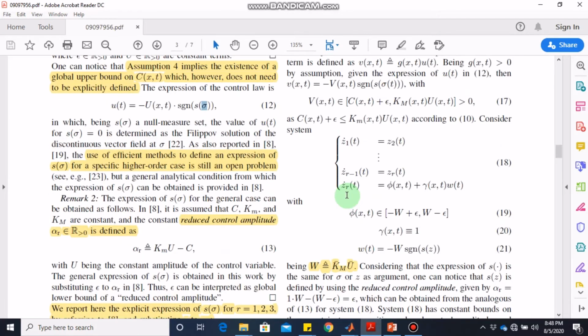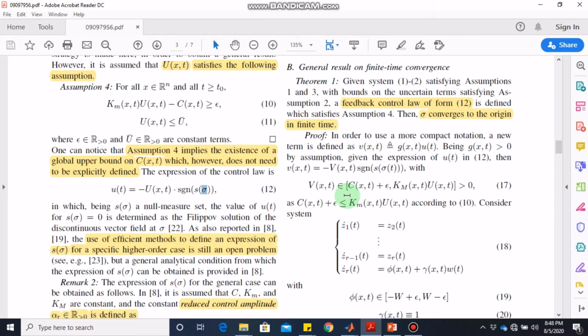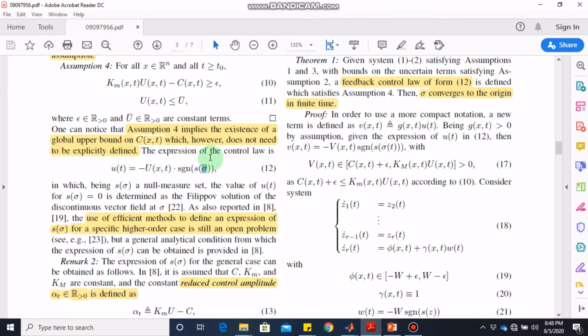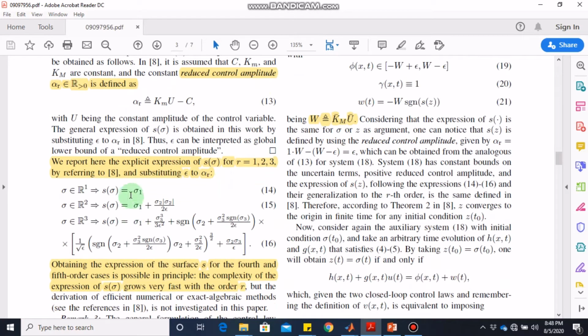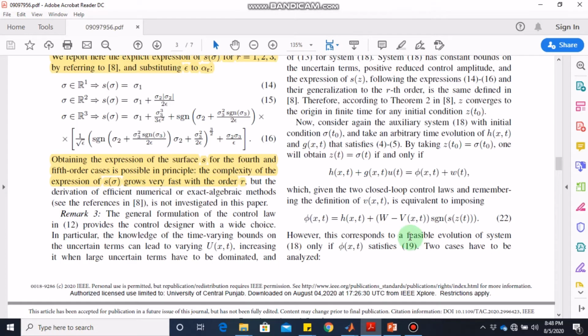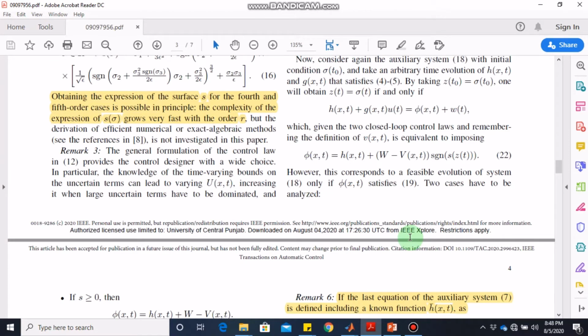So far we have looked at the control law. This is the control law proposed by this paper: U of t equal to minus capital U times sign of this S function of sigma, and this S function has been calculated for first order, second order, and third order sliding mode control.